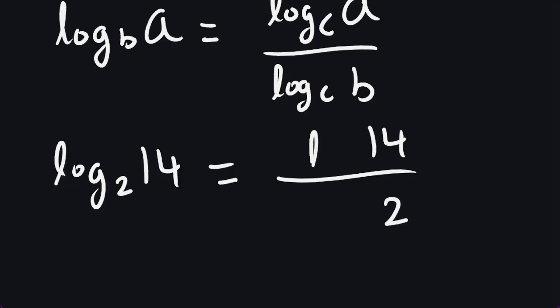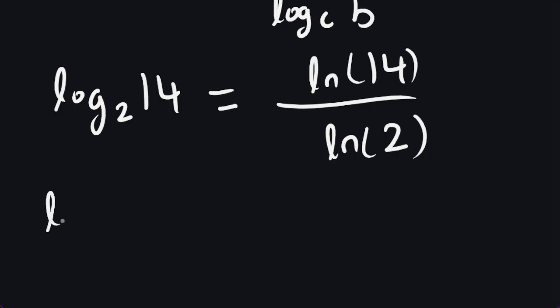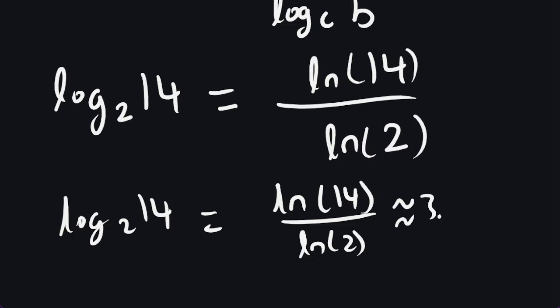So we can also rewrite this as ln of 14 over ln of 2. And we know that ln, of course, is the natural logarithm, log base e. So if you have a calculator where you can't enter the base of a logarithm, so if you only have common logs or ln's, then you can use this trick to evaluate any logarithm. So if you have one of those types of calculators and you wanted to evaluate log base 2 of 14, you could just write ln of 14 divided by ln of 2, and you would get approximately 3.807.